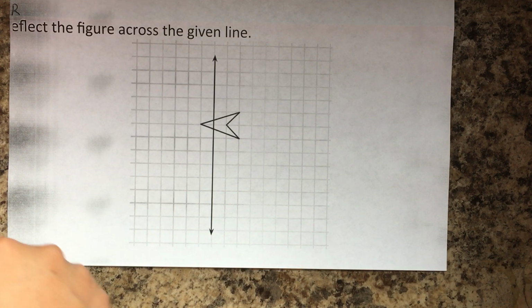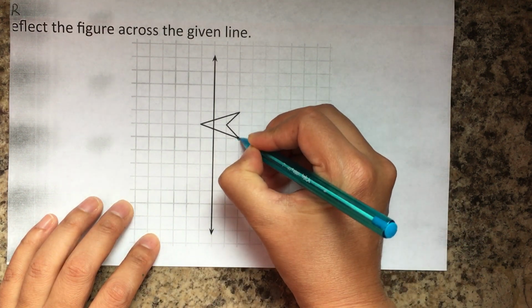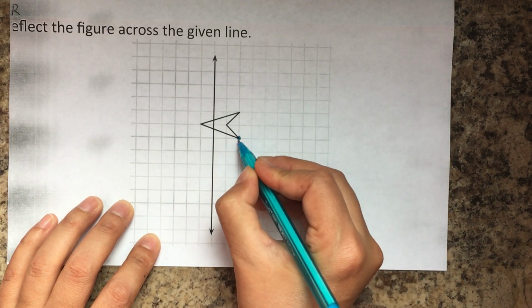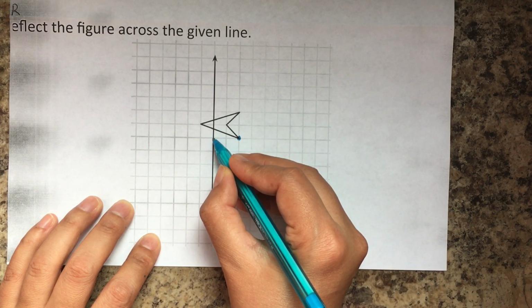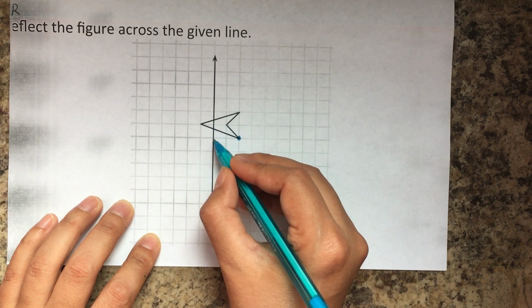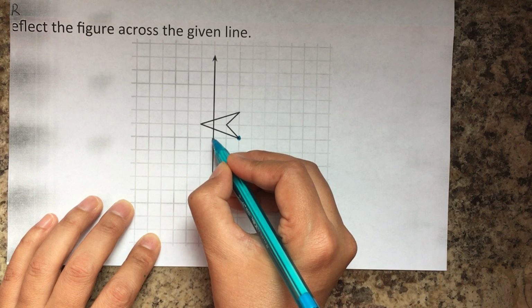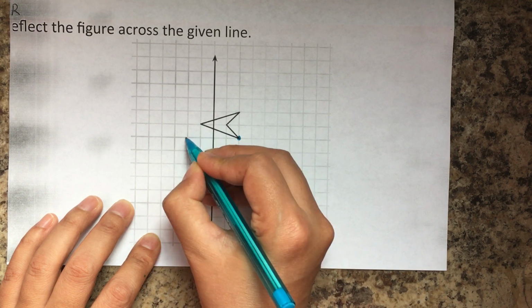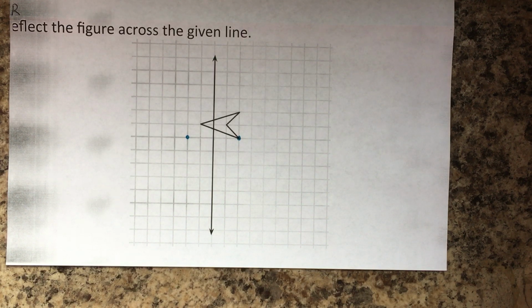Okay, so we're going to do the same thing with the colors. And I'm going to start with this point right here. And so that is the same thing. We're going to do exactly the same. It doesn't matter if it's half in here and half in here. We're going to count from the line 1, 2. And so we're going to go on the other side 1, 2. And draw that dot.